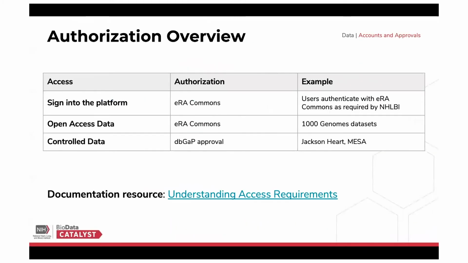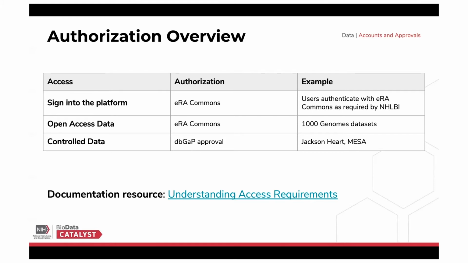So let's talk about authorization and approvals. BioData Catalyst platforms must be registered for separately, but you can register and log in using an eRA Commons ID just to sign into the platform and access all the different platforms. So you authenticate with your eRA Commons as required by NHLBI. If you want to access our open access data, you can also do that with your eRA Commons ID. An example of data you might access that's considered open access is the 1000 Genomes data sets.